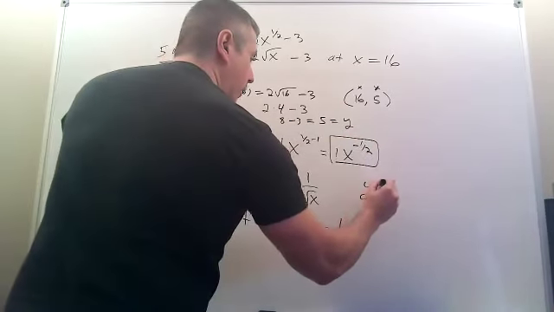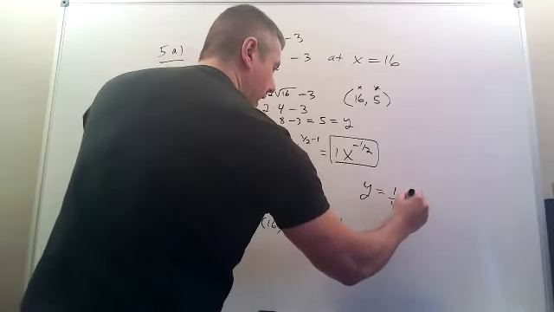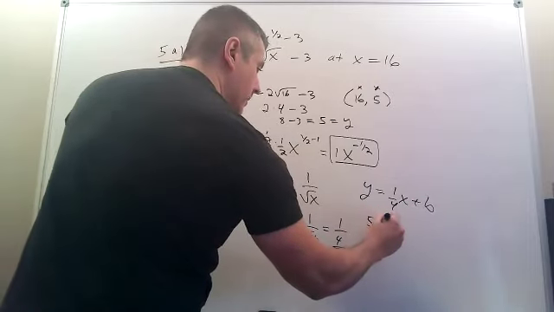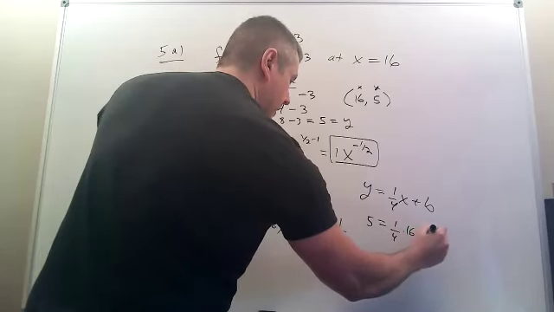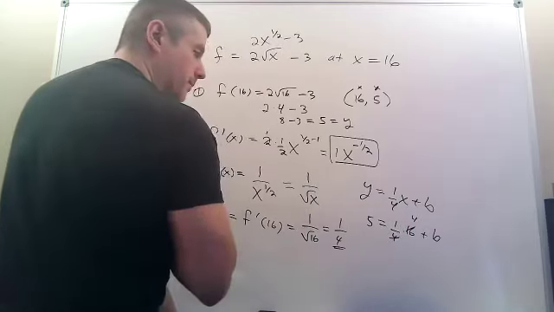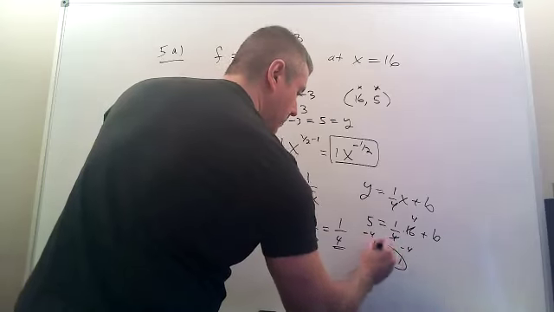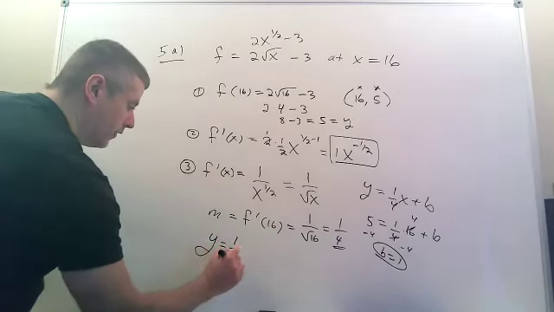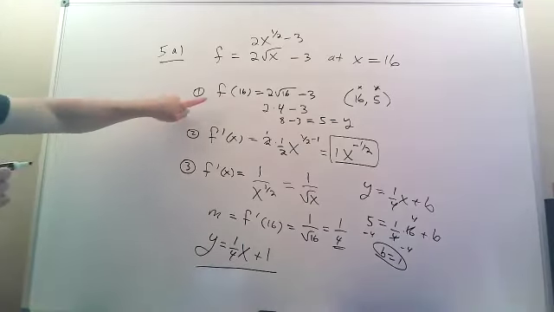So I'm going to write y equals mx plus b. So it's 1/4 x plus b. Now I'm going to put my y, which is 5, over here. I'm going to put my 16 over here. That's my x. And I'm going to solve for b. 16 divided by 4 is 4. And then I'm going to subtract 4 from both sides, and I get b equals 1. So that means my line is going to be my slope, which is 1/4, and then my b, which is 1.